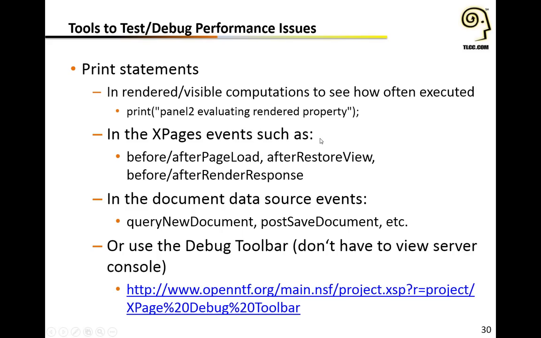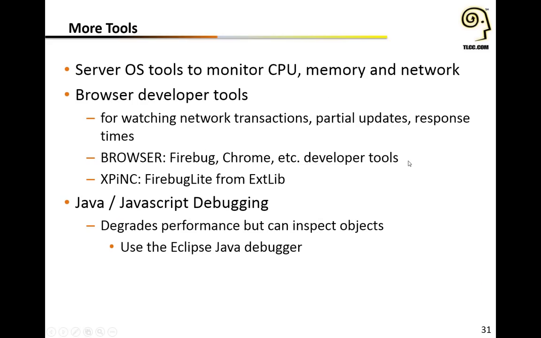Print statements are great, especially if you have access to the server console. If you can show the server console as you're running your XPage, put in print statements, you can see when things are getting executed in your different events. If you don't have access to the server console, use a debug toolbar like I'm using. I got a link there to get that. That's something that should be on everyone's list of tools that they use for XPages development.